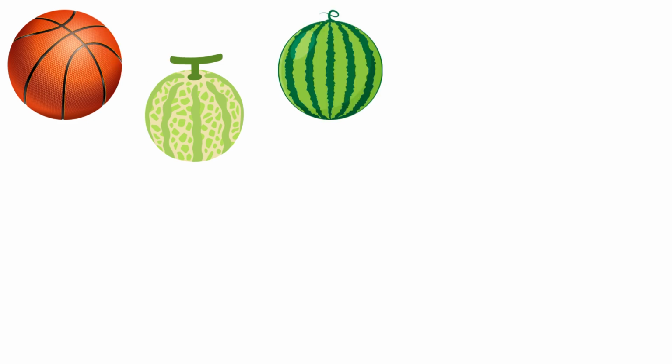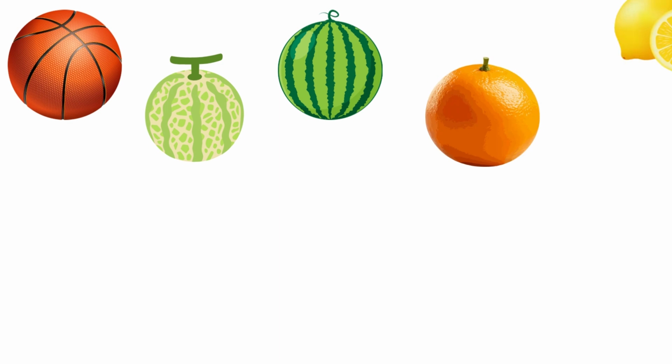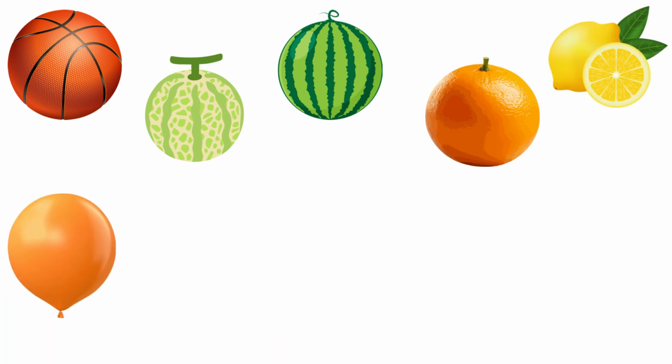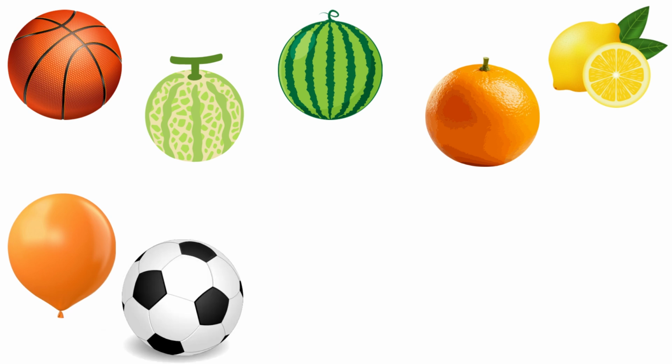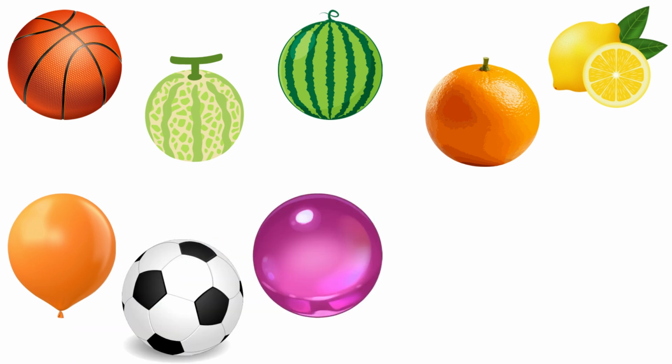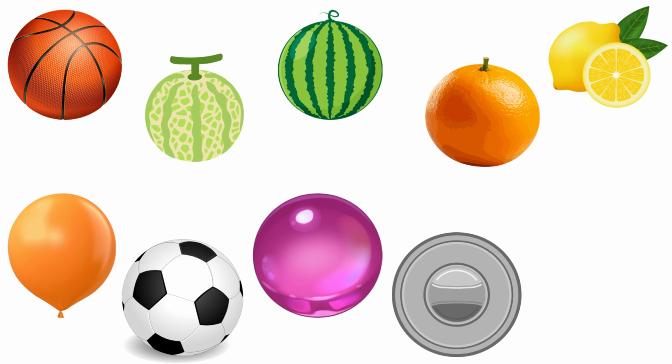You can find me as a basketball, as a muskmelon, as a watermelon, as an orange, as a lemon, as a balloon, as a football, as marbles, as a doorknob, as a soap bubble, and as a bulb. I roll, bounce, and shine everywhere.